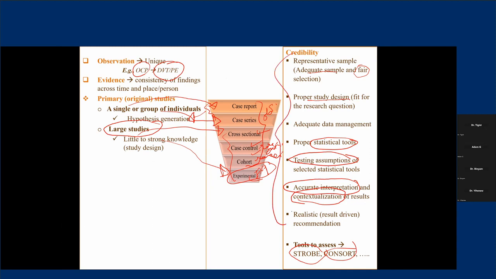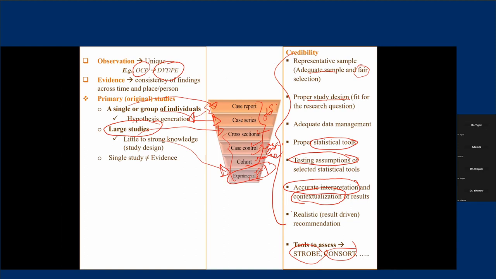You can access them on Equator Network, which is a standard tool that's internationally used, and there are tools for every research type, like even for qualitative research, for quality improvement projects, and every other thing, and I'm sure you'll find it useful.